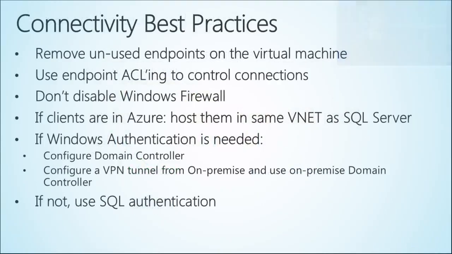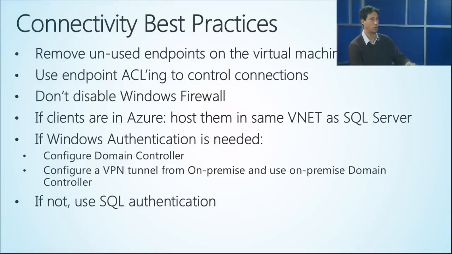Let's talk about connectivity, some of the best practices. If you don't use some of the endpoints, you probably want to remove them. Again, this is just general security best practice. If you're not using some ports, just close them, and you can do that when you provision the machines through the portal. There is a capability called endpoint ACLing, so you can specify which IP addresses or subnets can connect to specific endpoints. So you can control access to those endpoints.